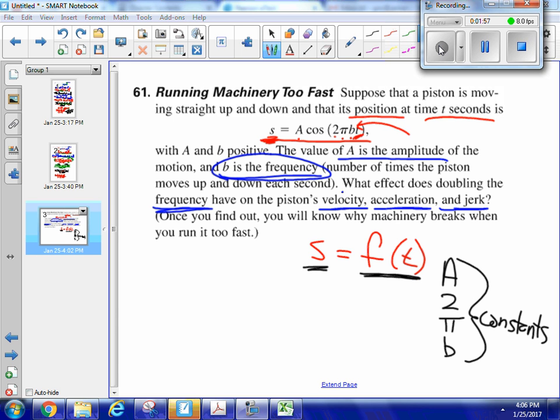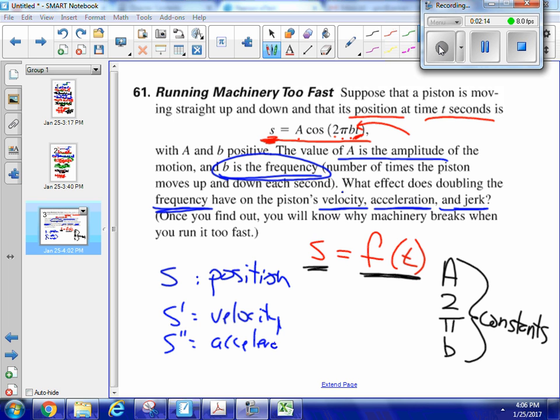Well, we remember that s is the position, s prime is velocity, s double prime is acceleration, and s triple prime is jerk. So we'll probably just carry this problem through velocity, maybe through acceleration, and you'll see how it plays out.